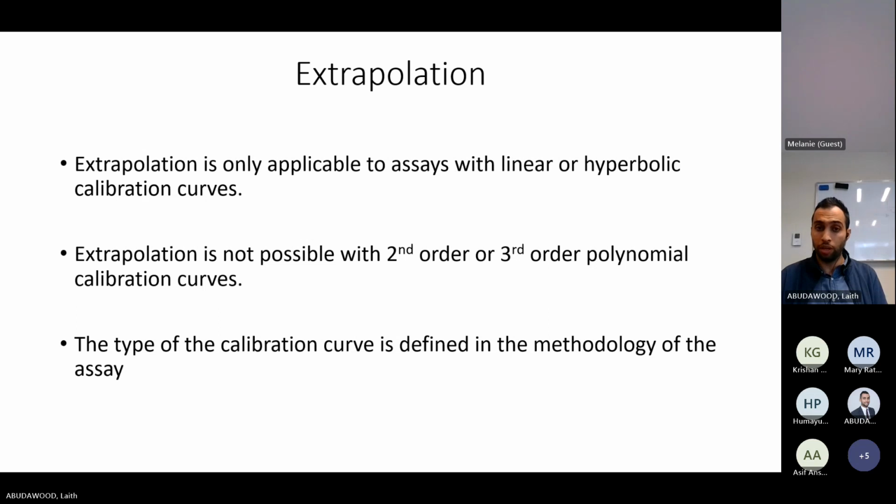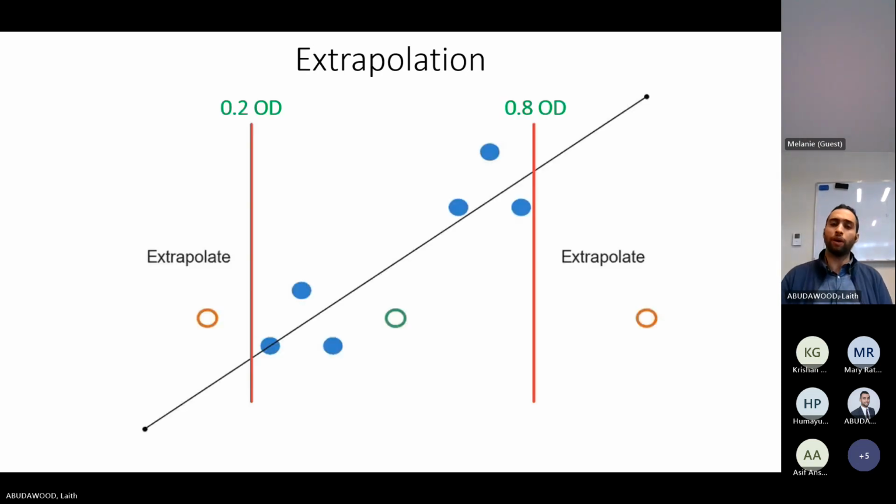So again, extrapolation is only applicable to linear or hyperbolic calibration curves. Some assays have second or third order polynomial calibration curves. What does that mean? I don't care. Probably you don't care. We will leave it at that. You can find this information in your calibration section in the methodology. Simple as that. So if my assay has a second or third order polynomial calibration curve, extrapolation is not possible. So simply, I cannot extend my calibration curve beyond the highest obtained value or the lowest obtained value.